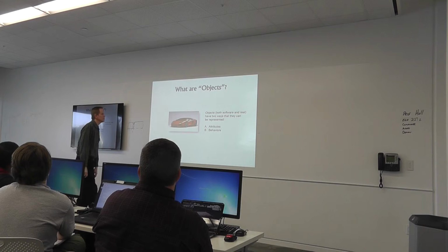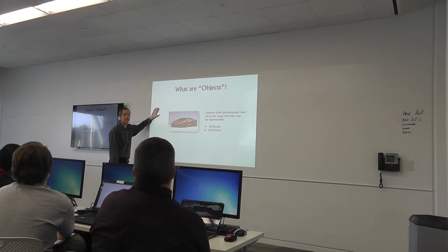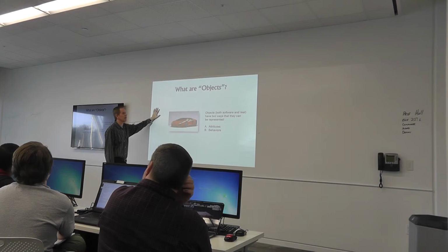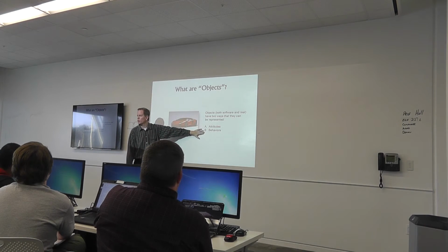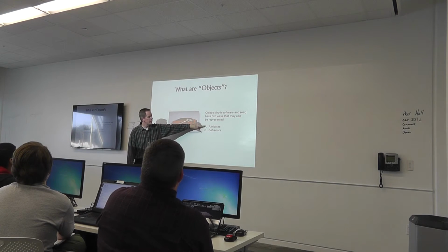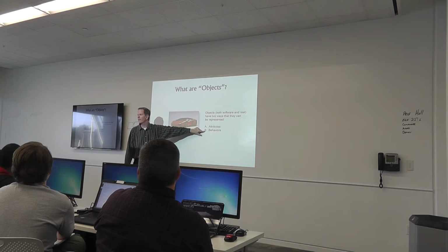So let's talk about objects, since they seem to be such a big part of C++. What is an object? Okay, so objects, both software and real, have two ways they can be represented. Number one is attributes. Number two is behaviors. This is how they are, and this is what they do.